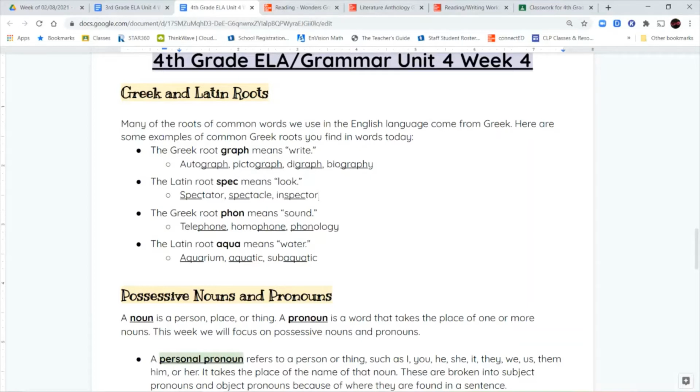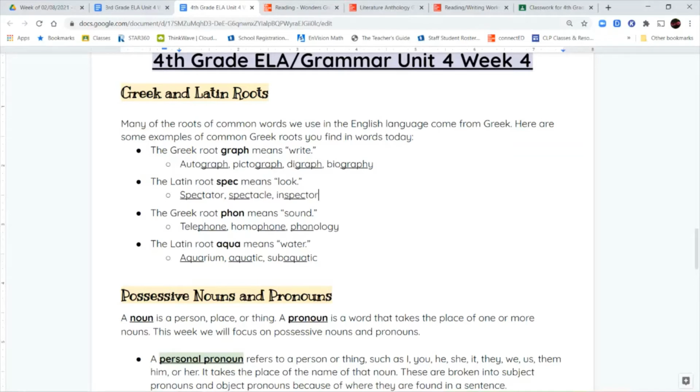The root phone means sound, and that's where we get words like telephone, which is a device, a piece of technology we use to communicate. Homophones are words that have the same sound, even though they're spelled differently. And phonology is the study of sound, of different letter sounds.